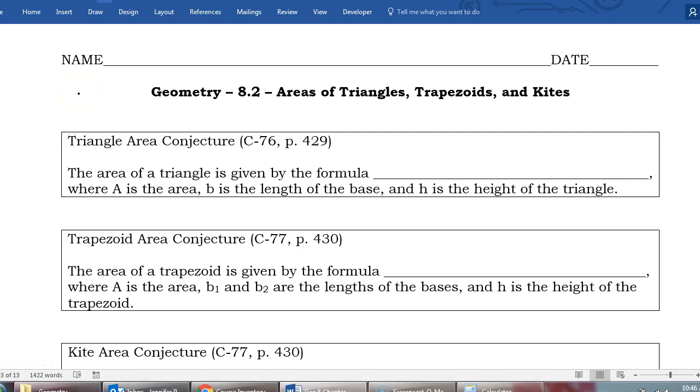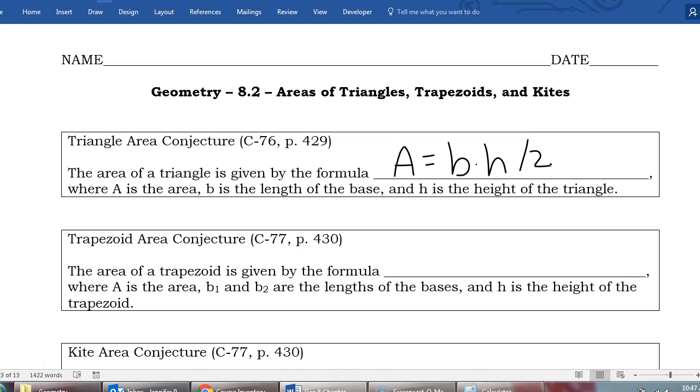This is Geometry Lesson 8.2, and on this page we're going to talk about areas of triangles, trapezoids, and kites. So 3 different shapes means 3 different formulas. The first one is triangles. To get the area of a triangle, we're going to do the base times the height divided by 2.